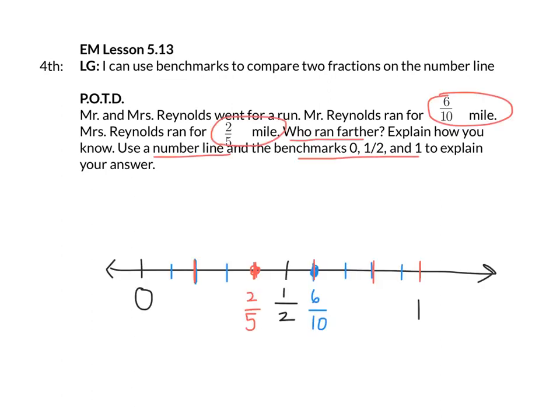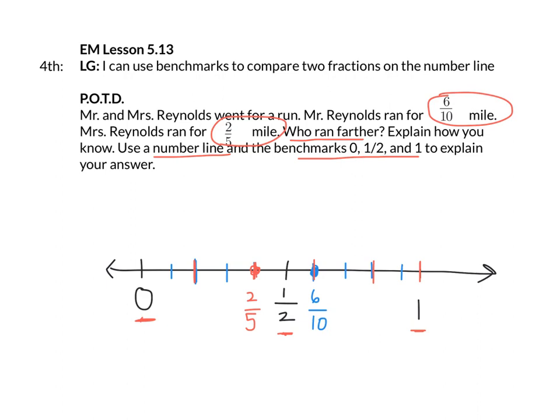So this problem is asking us who ran farther, Mr. Reynolds or Mrs. Reynolds. We know that Mr. Reynolds ran for 6/10 of a mile and Mrs. Reynolds ran for 2/5 of a mile. We can use the benchmark numbers 0, 1/2, and 1 to help us figure it out.